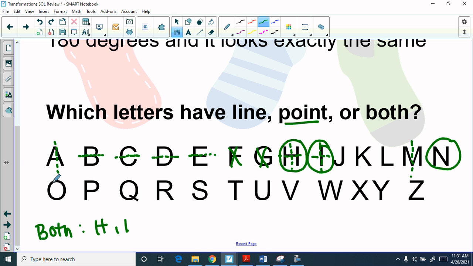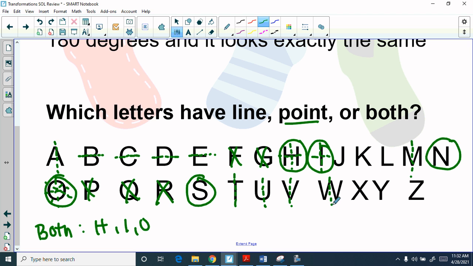O, you could cut anywhere, right, because it's a circle, and it would land on itself. And O, we can also rotate. So O has both. P has got none. Q has got none. Neither does R. Now S, we can't, it will not fold on itself, but if we rotated it, it would look exactly the same. T, you can fold vertically. U, you can fold vertically. V as well, but none of those you can rotate.